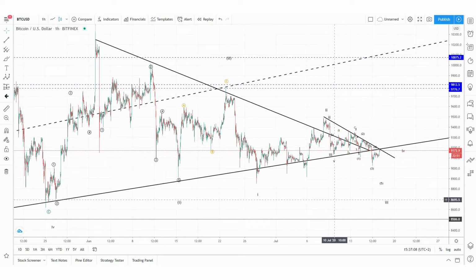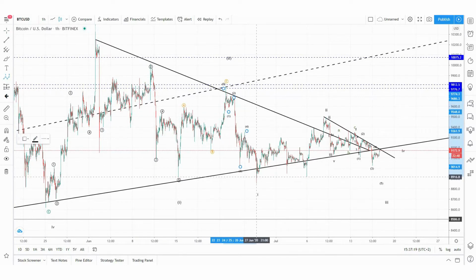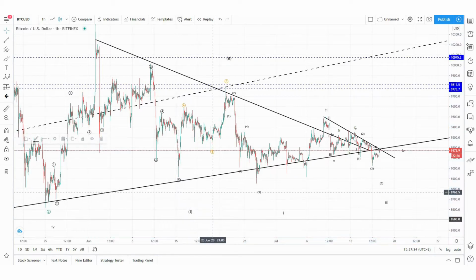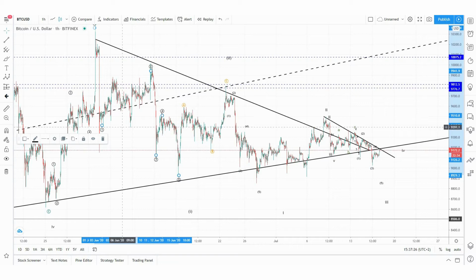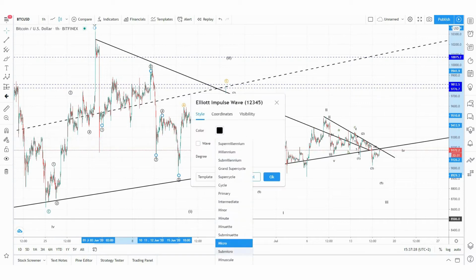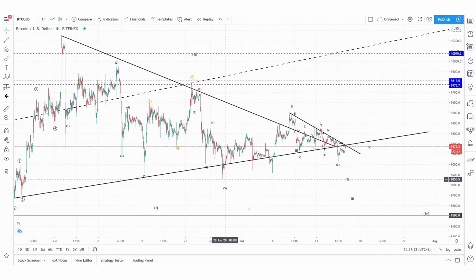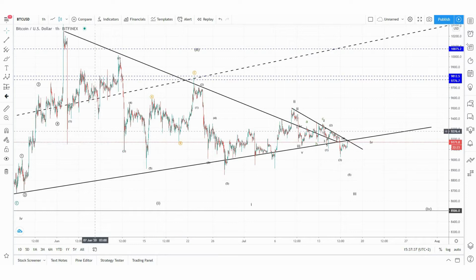Now, going back to where we left off, and that is the retest of this ascending trend line, we can see that another 5-wave move has been made to the downside, and this is where things get a bit tricky, because now it is up to our kind of subjective application of the Elliott waves to label this structure.